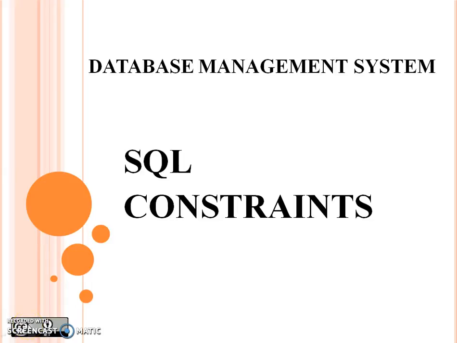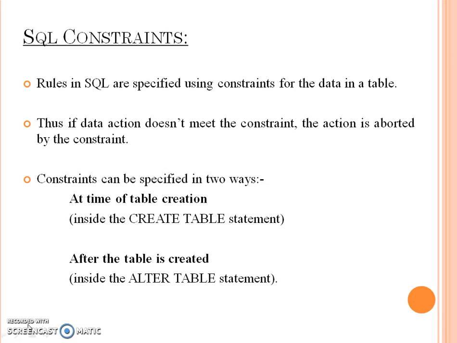In this tutorial of the SQL series, I will be talking about SQL constraints. Rules in SQL are specified using constraints, and they apply to the data in a table. Thus, if any action is done on the data and it doesn't meet the required constraint given for that particular column, the action will be aborted by the constraint, giving a particular error message.